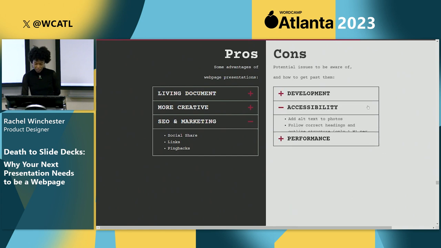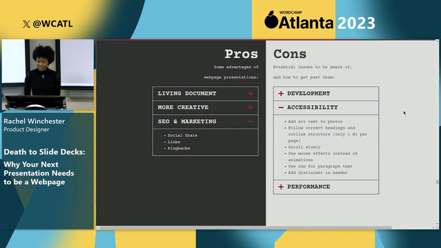Accessibility is a con, but it's also an interesting question. So, I mean, you can do the normal tips like add alt text to photos, follow the correct heading outline structure, of course, scroll slowly, and some other tips like using mouse effects instead of animations. So making sure I can control movement with my mouse rather than having an animation just autoplay without my control.